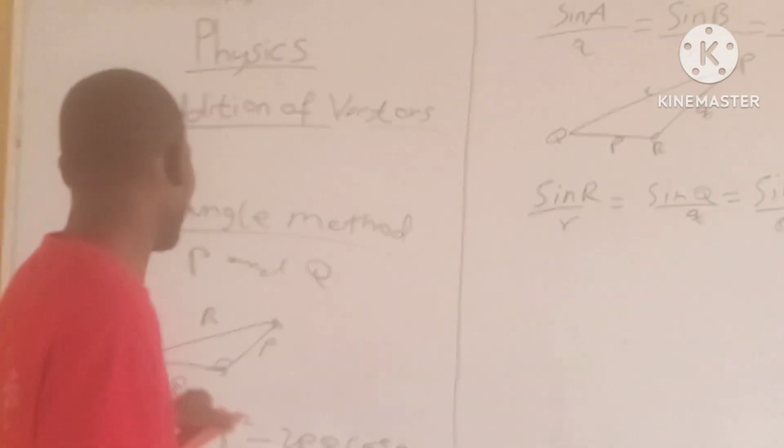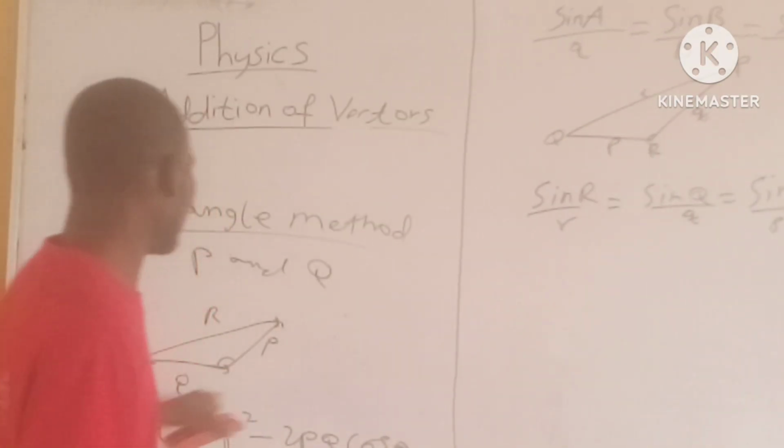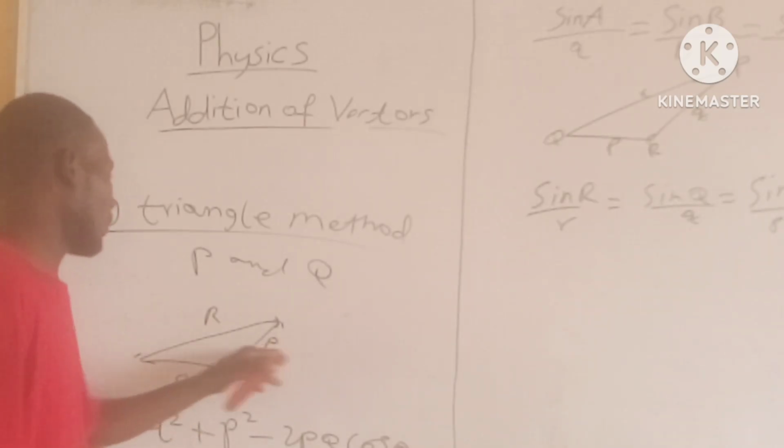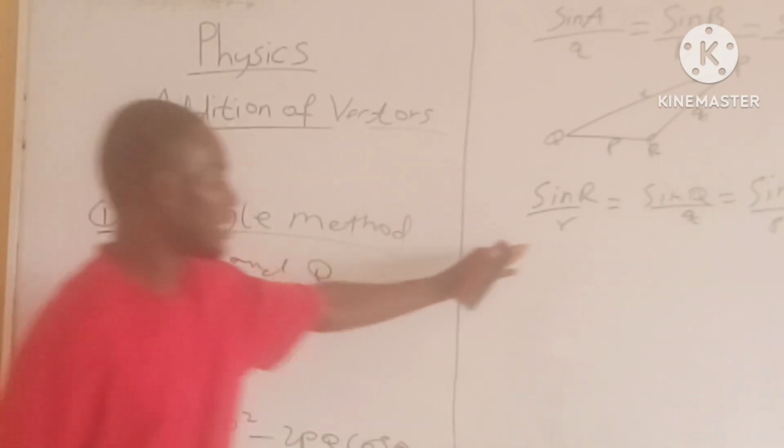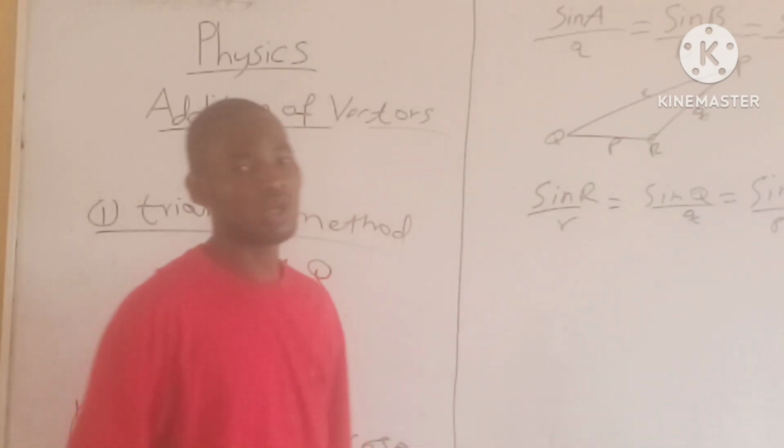Now, if you also want to get the direction, you can use the sine rule. Like I said, you can still put these things here. I changed the alphabet, but it's still applicable here. You use the sine rule to get the direction.